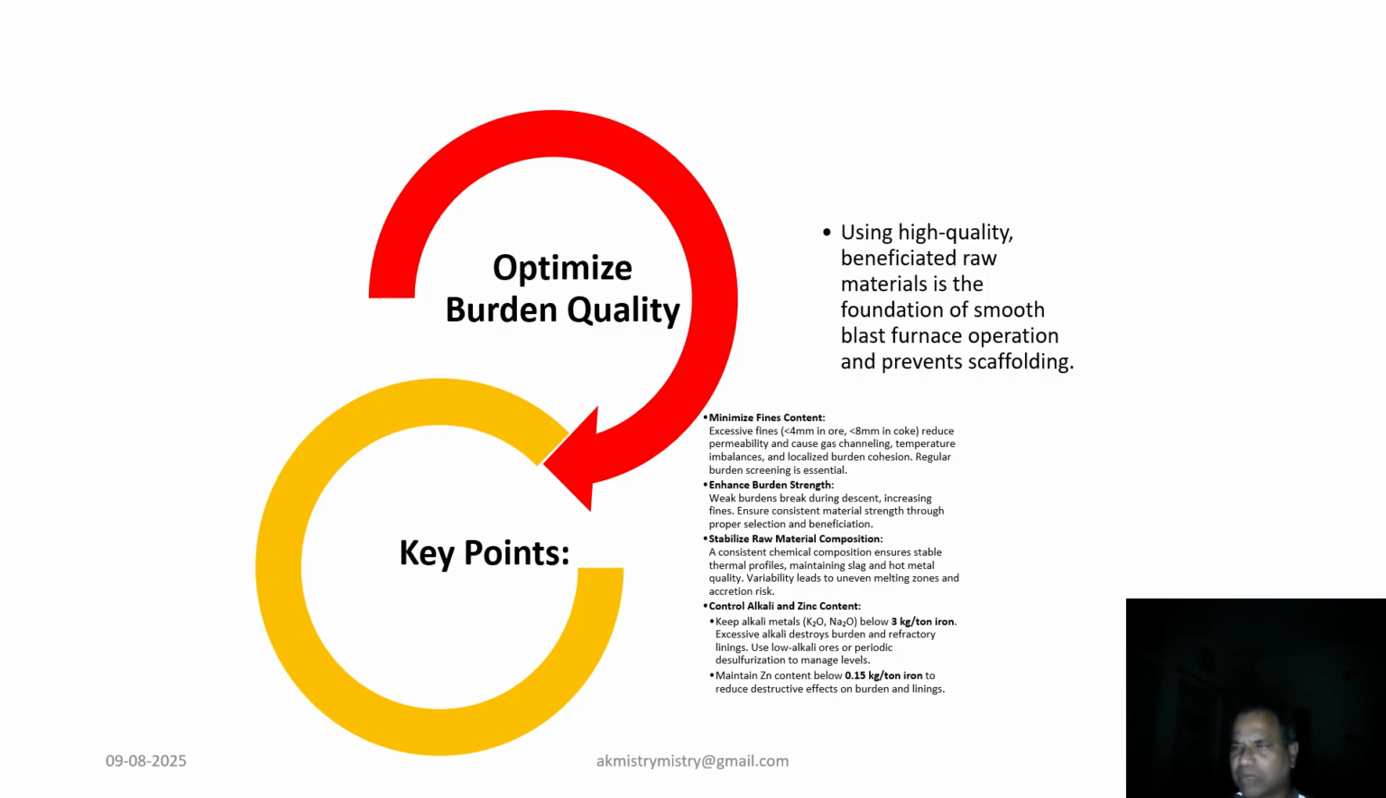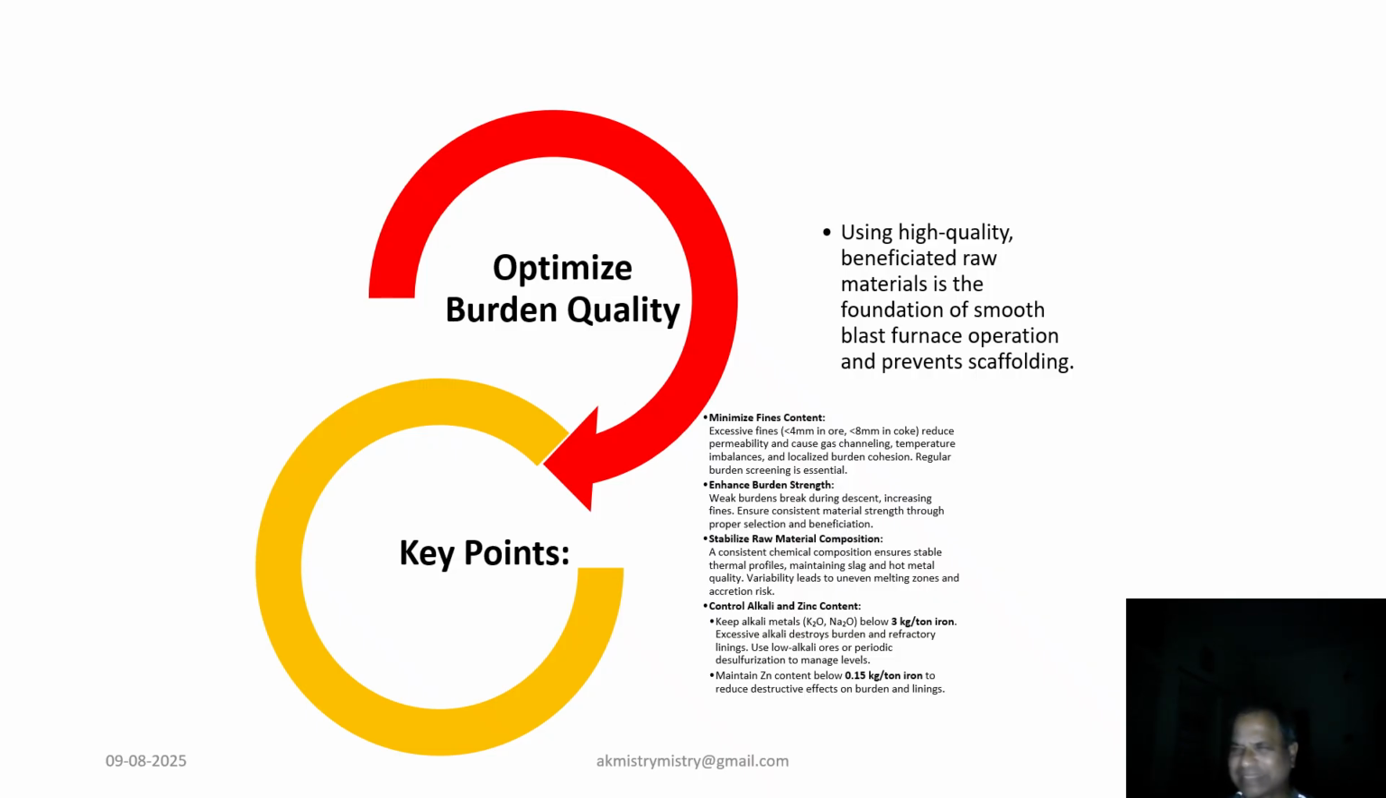Finally, controlling alkali and zinc content is also very important. Alkali metals, especially K2O and Na2O, should be kept below 3 kg per ton of iron, as excessive alkali can destroy the burden and refractory lining. You can manage these levels by using low alkali ores or through periodic desulfurization.